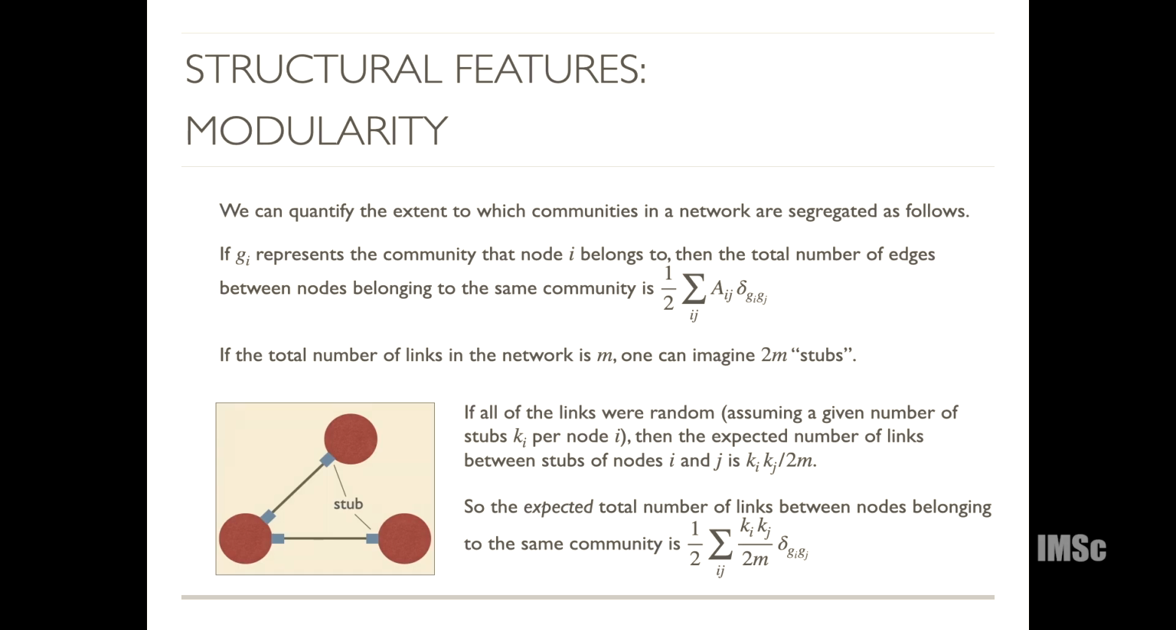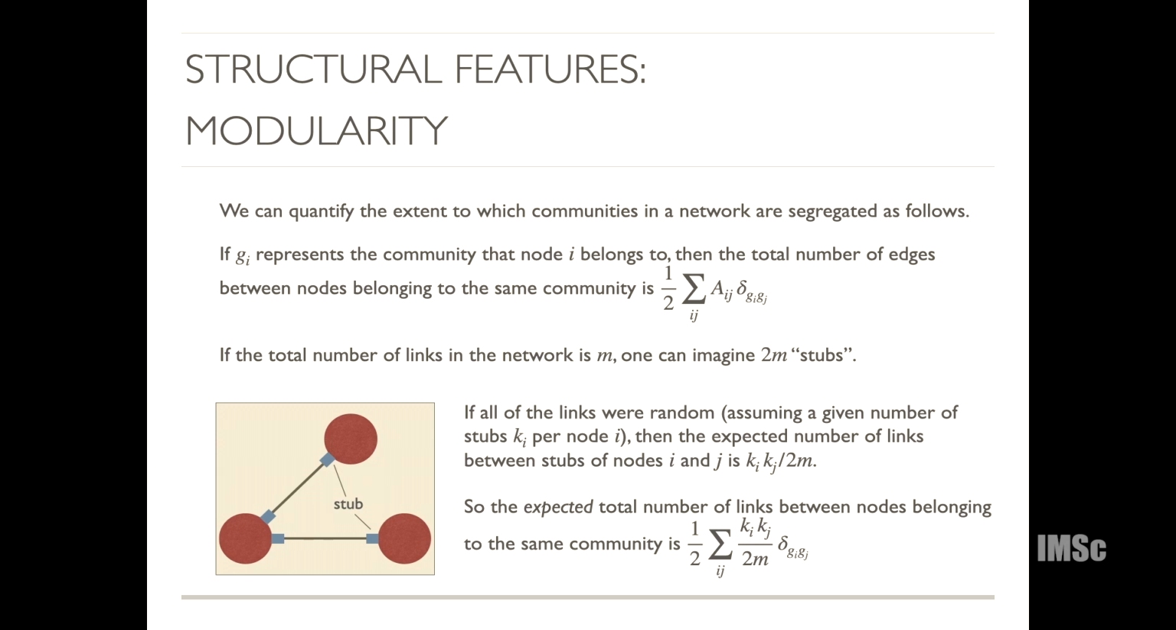So let's just say that if Gi is the community that a node i belongs to, then the total number of edges between the nodes belonging to a given community, whether it is G1, G2, G3, and so on, the total number of edges between these nodes is basically just this, right?